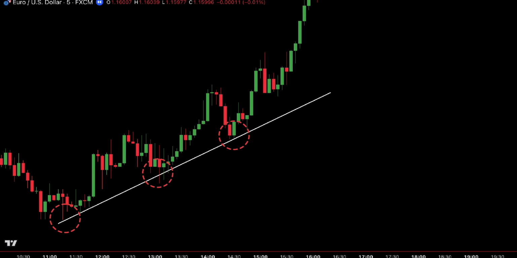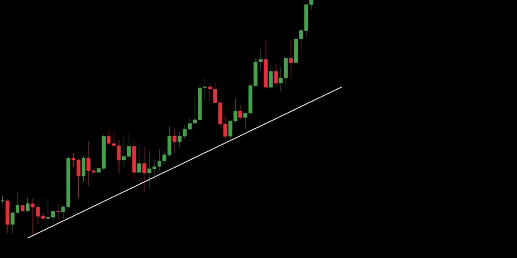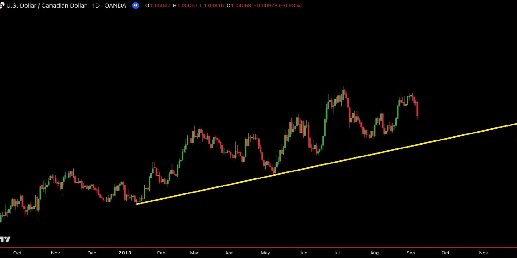Now, keep in mind, real market conditions are rarely this clean. Price doesn't move in a perfect straight line, but understanding this basic structure helps you read the market flow with far more confidence. So let's answer the big question: why do we even draw trend lines?